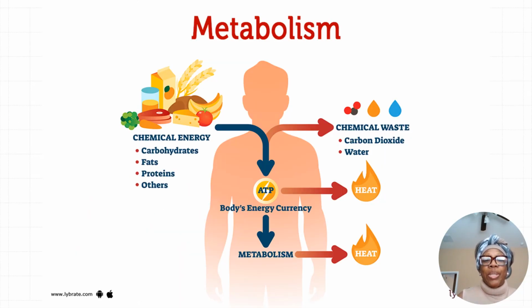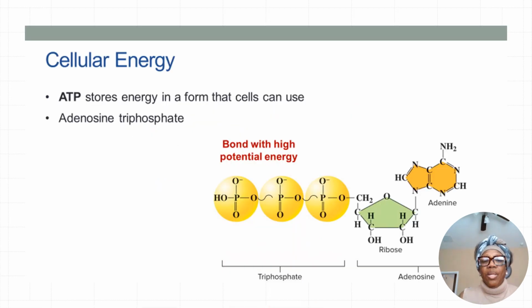You already saw this slide, that when we talk about metabolism, we are talking about various processes in which chemical energy is drawn from other molecules like carbohydrates, fats, proteins, etc., in order to draw energy from the bonds located within these macromolecules, so that our individual cells can produce the energy that they need in the form of ATP. So ATP stores energy in a form that cells can use.